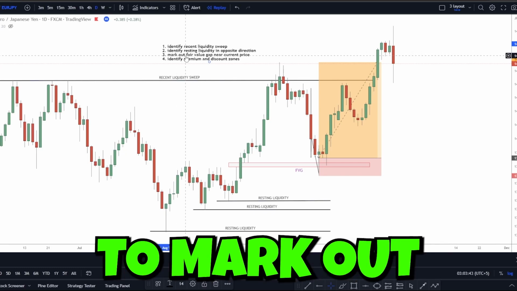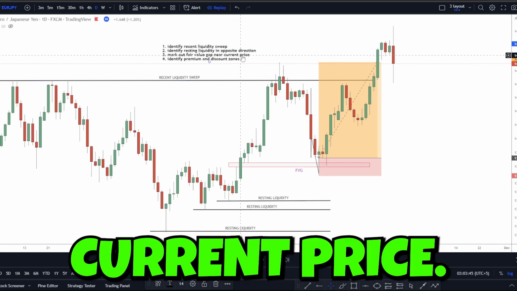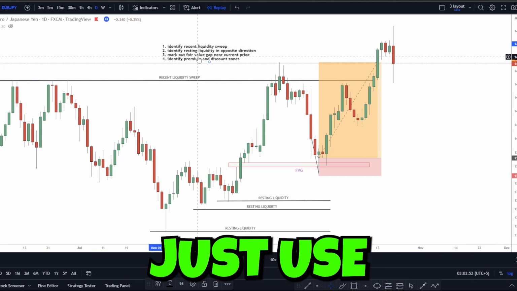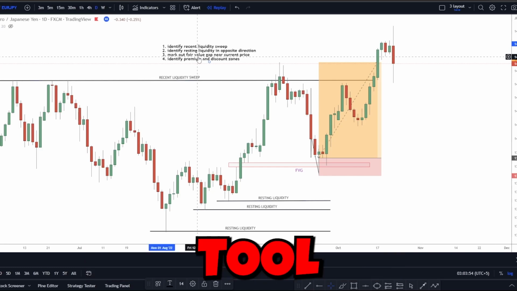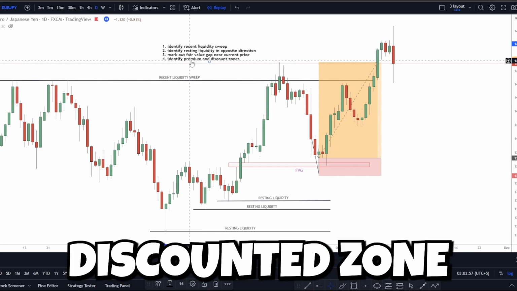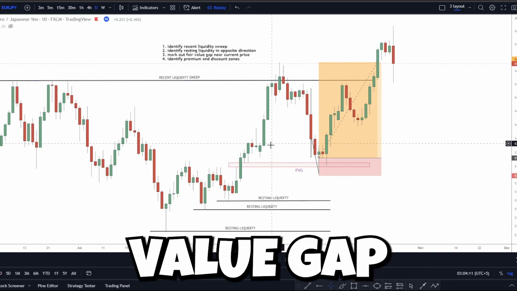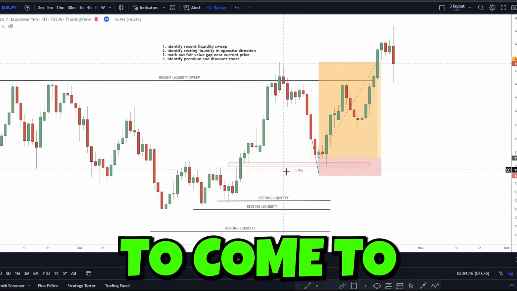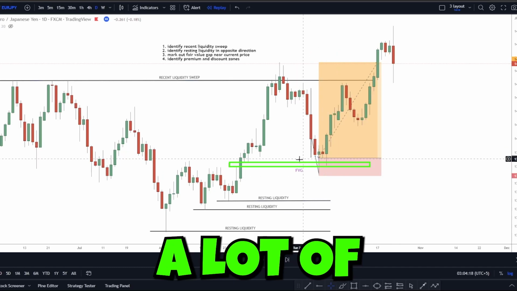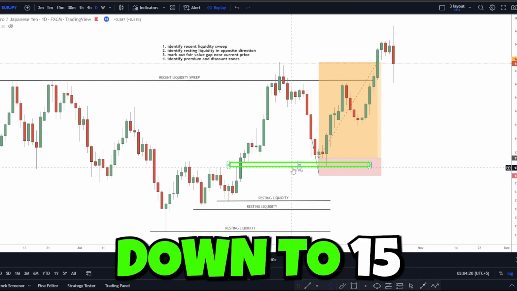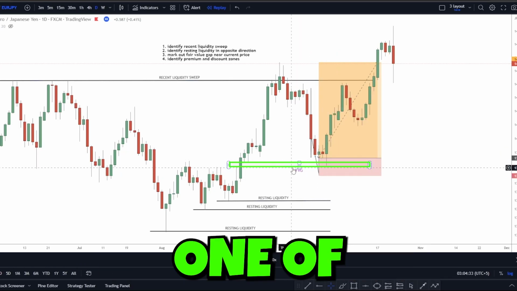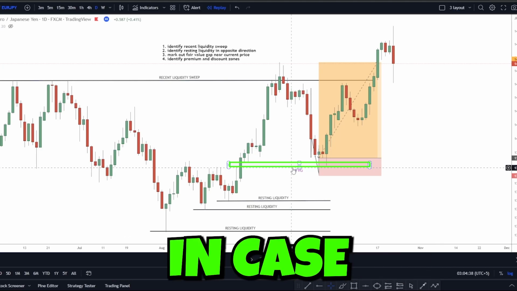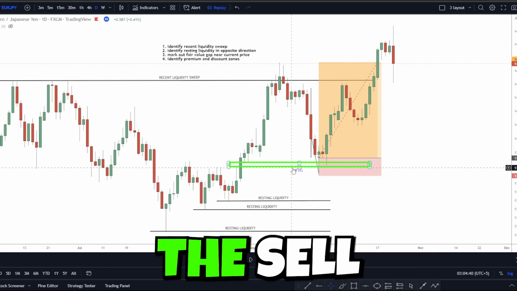Then we need to mark out fair value gaps near current price, and after we mark out the recent fair value gaps, we can simply use the Fibonacci retracement tool to identify where our discounted zone is. If we see any fair value gap in the discounted zone, then we can wait for the market to come to that fair value gap and take out a lot of positions. We can simply move down to the 15-minute time frame, then follow one of the strategies that I have shared on my channel to take the buy position in case of buyers, and to take the sell position in case of sellers.